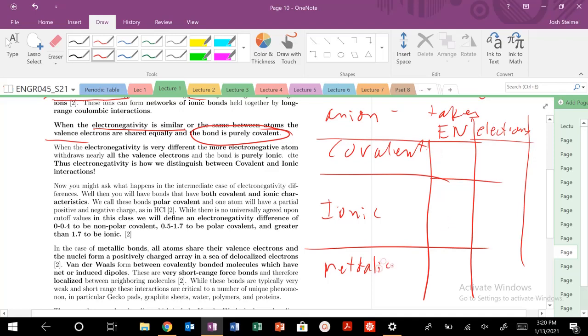Metallic is a unique kind of character, so we'll get to this in the last section. So the electronegativity is very, very different. The more electronegative atom will basically withdraw almost all of the valence electrons, and that bond will be purely ionic. So electronegativity is how we're going to distinguish between covalent and ionic interactions. That's the critical nature here.